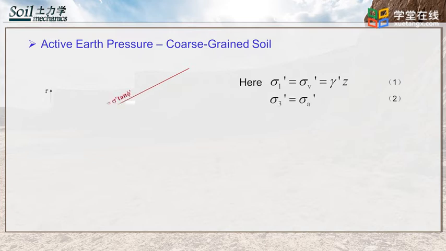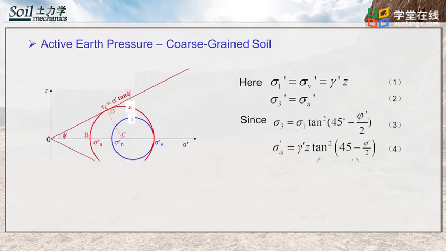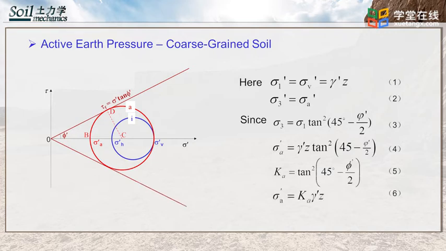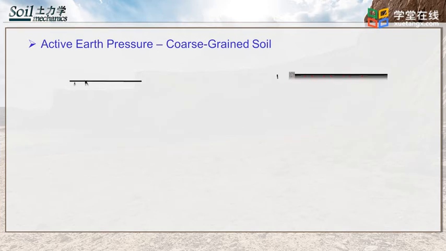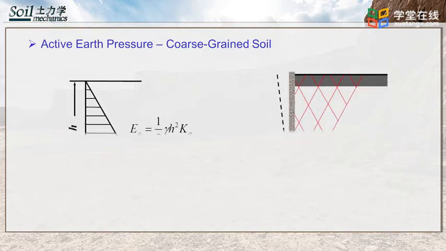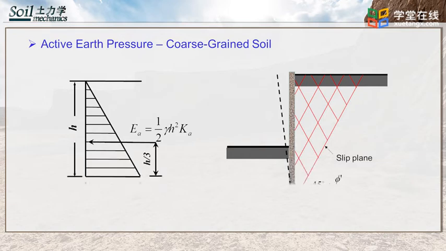Here, sigma 1 prime equals sigma v prime equals gamma prime multiplied by z. Sigma 3 prime equals sigma a prime according to the geometry of the Mohr circle. We know the relation between sigma 1 and sigma 3, then we can get equation 4, which can be used to calculate active earth pressure. When we define Ka as Rankine's active pressure coefficient, the equation used to calculate the active earth pressure can be simplified to equation 6. Active earth force is the area of the triangle, and its acting point is at 1/3 of h from the bottom.